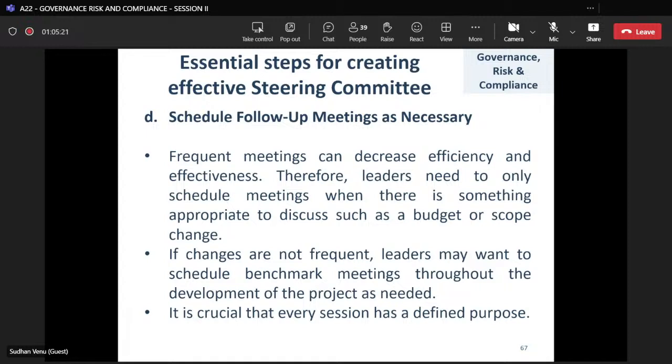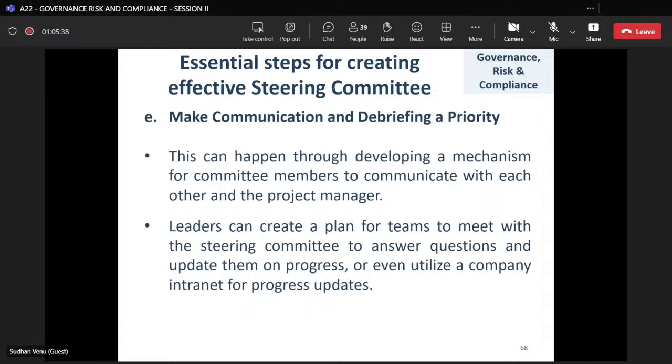So what is the thing which we have? What is the budget level? What is the cost of the project? What are the resources? These are the benchmarking, and they will get the references from the other projects, and those kinds of things will be setting of the meeting, and they will follow the schedules as necessary, and they make communication and debriefing the priority.